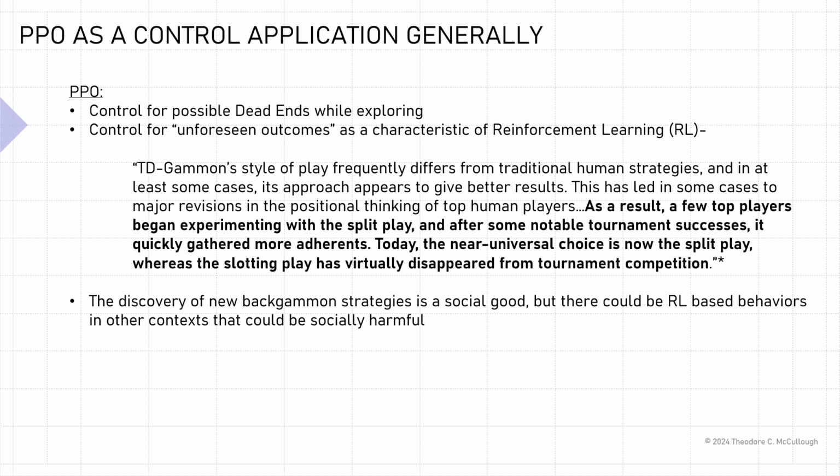Now, discovering new backgammon strategies is social good, but there could be applications or uses of RL that result in behaviors that could be socially harmful. And this is where PPO really comes into play, to really create boundaries to basically stop or limit potentially socially harmful behavior arising out of reinforcement learning-based solutions.